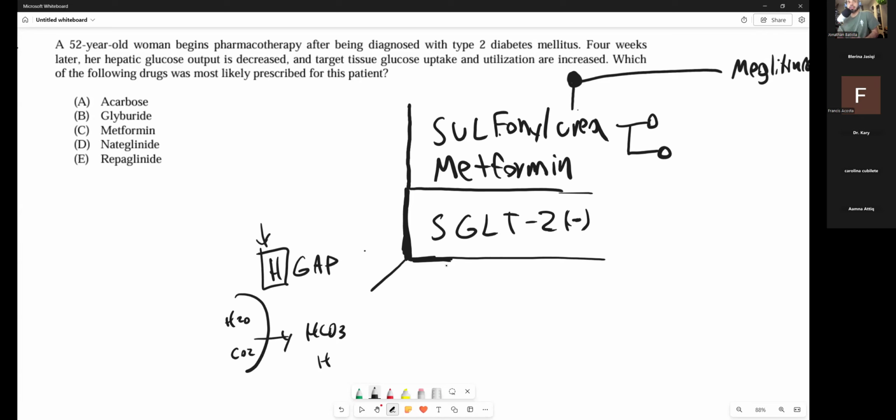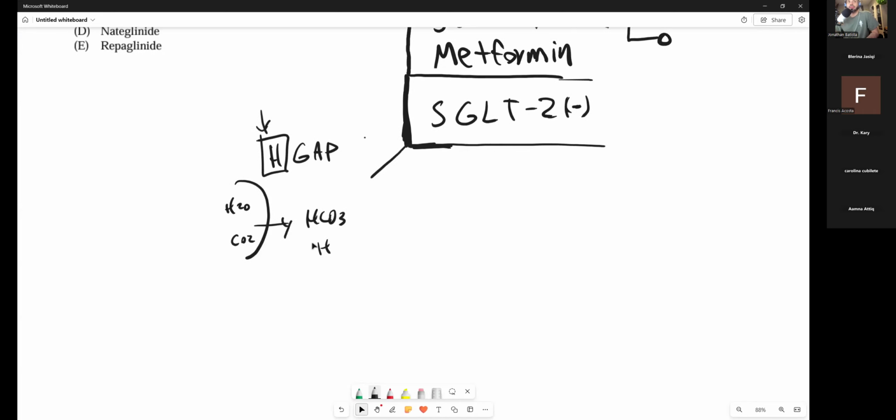Which RTA is this? Who remembers? Yes, it is also sulfa. RTA type 2. Correct. RTA type 1 was which one? Which one is damaged? What's the pathophys of RTA type 1? What cell in particular? The alpha intercalated cell.